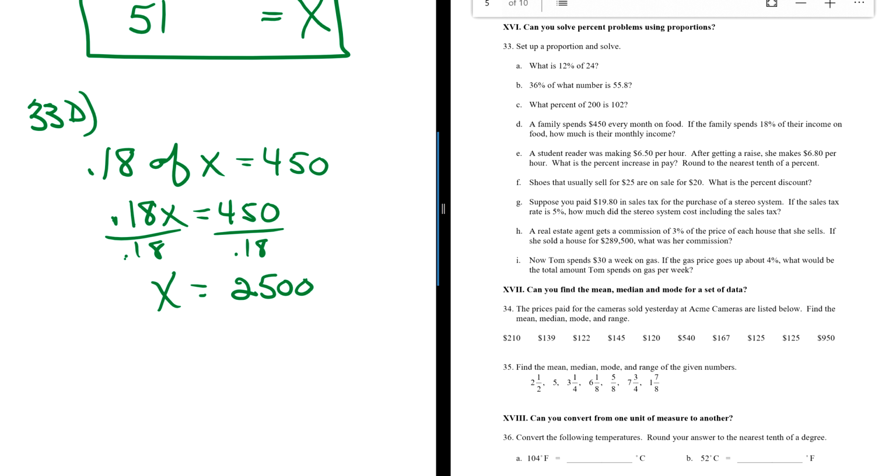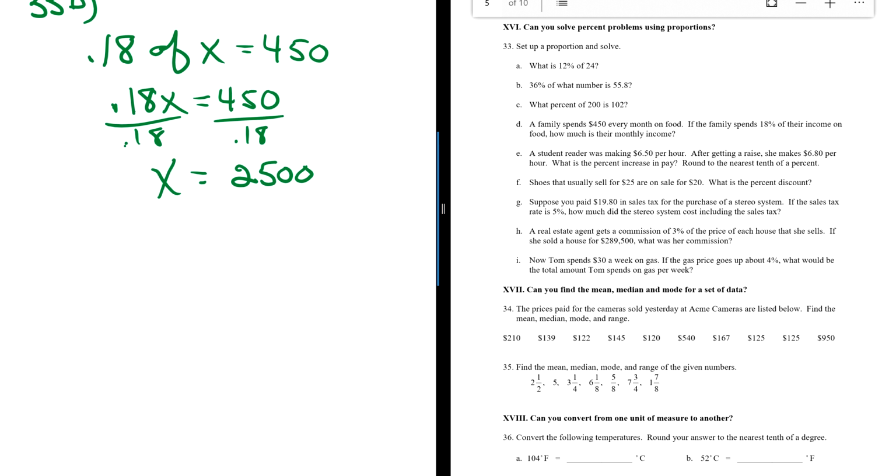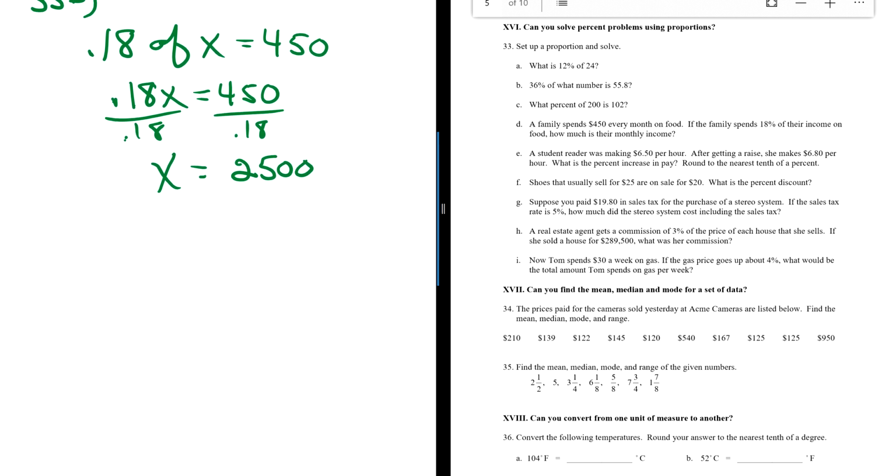18% is what you're looking for. Set up a proportion and solve. I don't think that works on the proportion. I'm going to try it. I'll be right back.